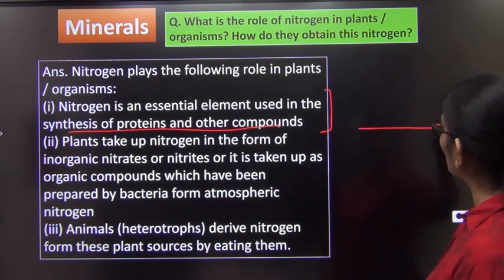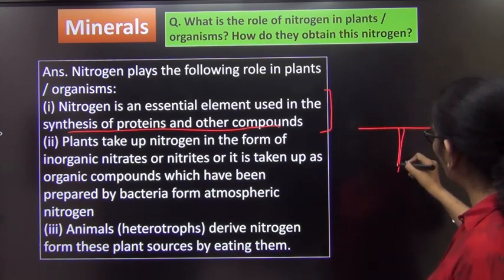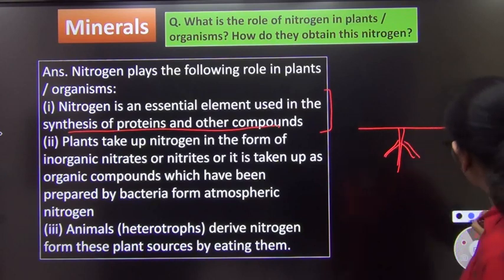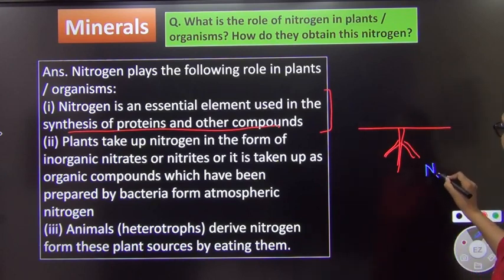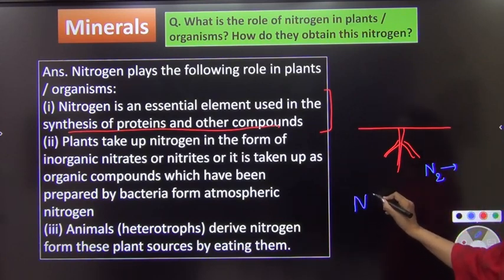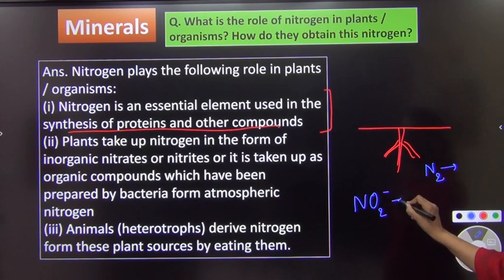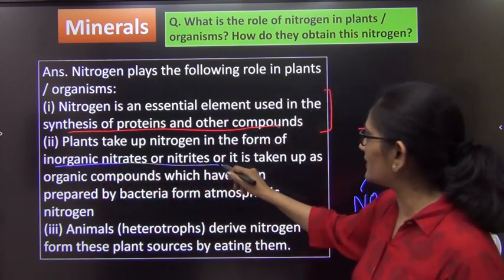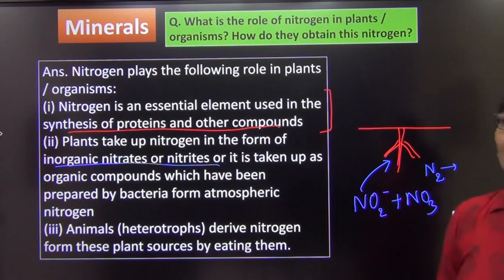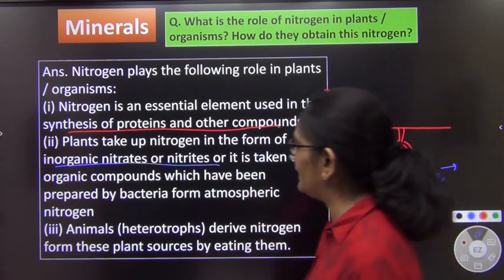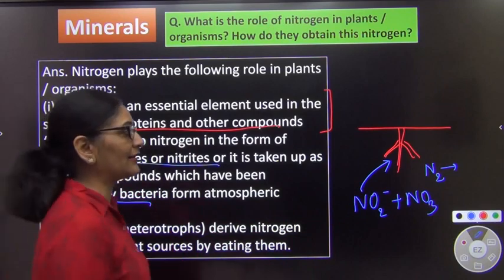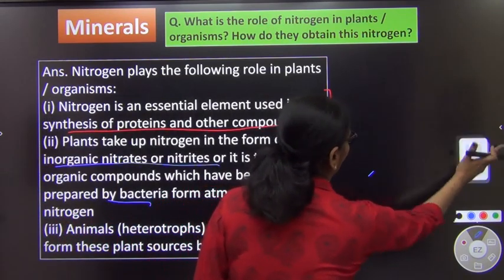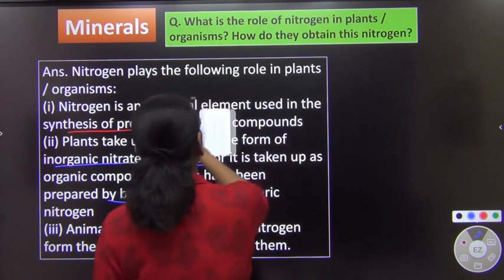Plants take up nitrogen normally from the soil. If this is the root of the plant, normally they take it from the soil, and they do not take it in the form of nitrogen; rather they convert this nitrogen into nitrites and nitrates, right? Only in this form can plants absorb nitrogen from the soil. So they take it in the form of inorganic nitrites and nitrates, or at times certain organic compounds prepared by the bacteria. Now what is this? You will learn it in higher classes. But still, since it is given in your NCERT, let me tell you about this.